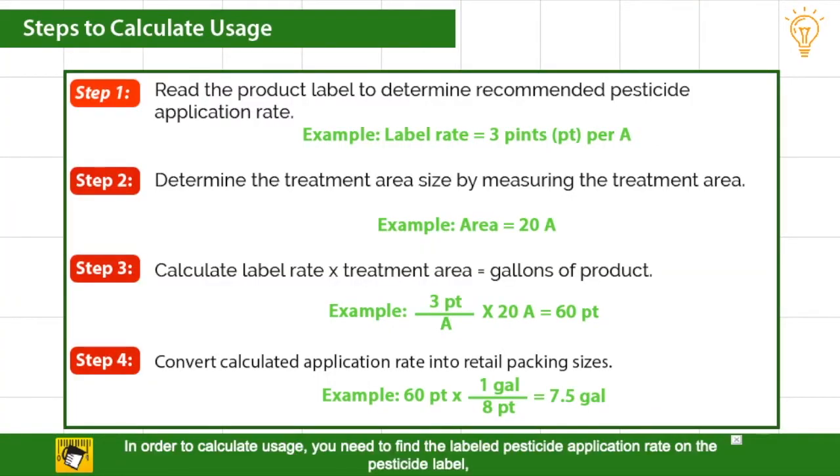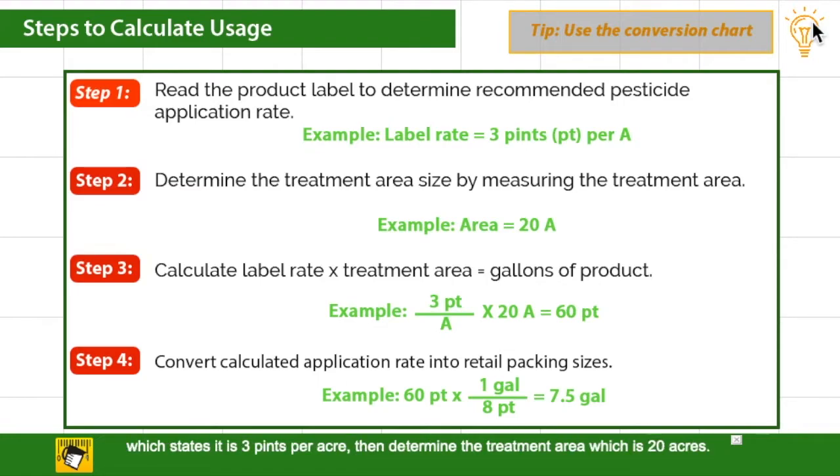In order to calculate usage, you need to find the labeled pesticide application rate on the pesticide label, which states it is 3 pints per acre. Then determine the treatment area, which is 20 acres. You calculate usage by multiplying the pesticide application rate by your treatment area.